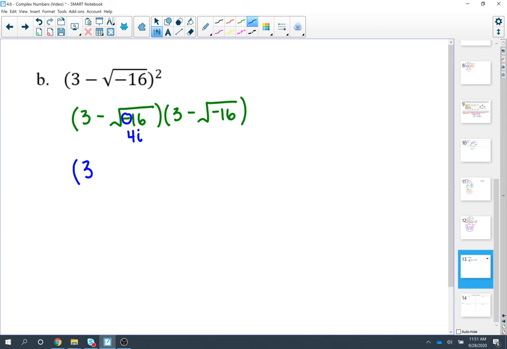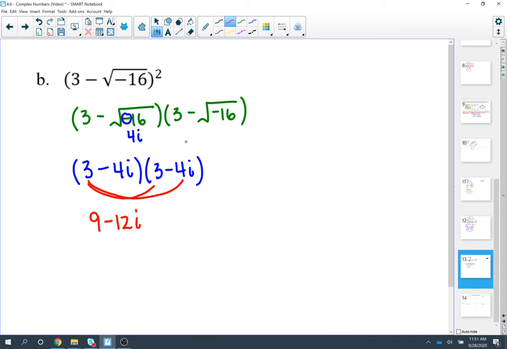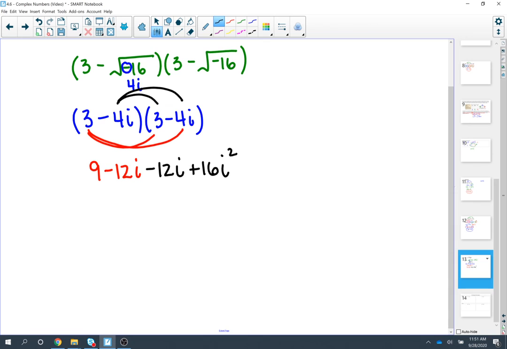So what we're dealing with here is 3 minus 4i times 3 minus 4i. At this point, we can distribute. 3 times 3 is 9. 3 times negative 4i is negative 12i. Then I'm going to distribute: my negative 4i times 3 is negative 12i. And negative 4i times negative 4i is positive 16i squared.